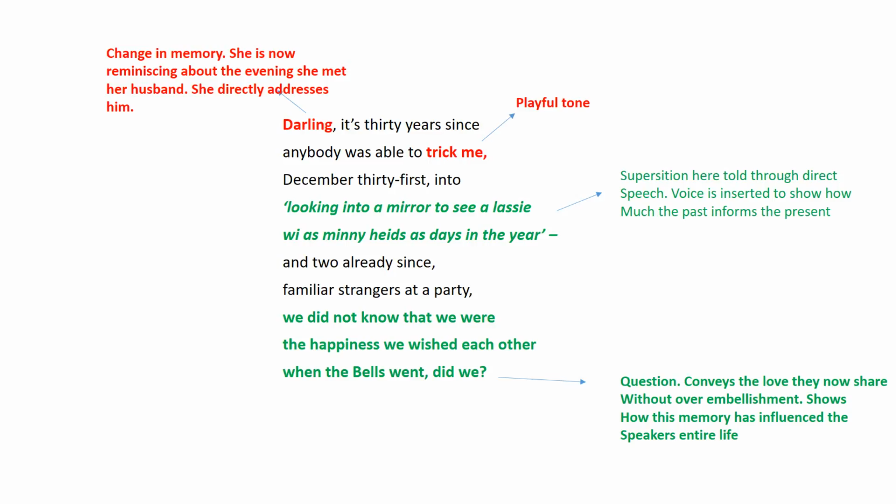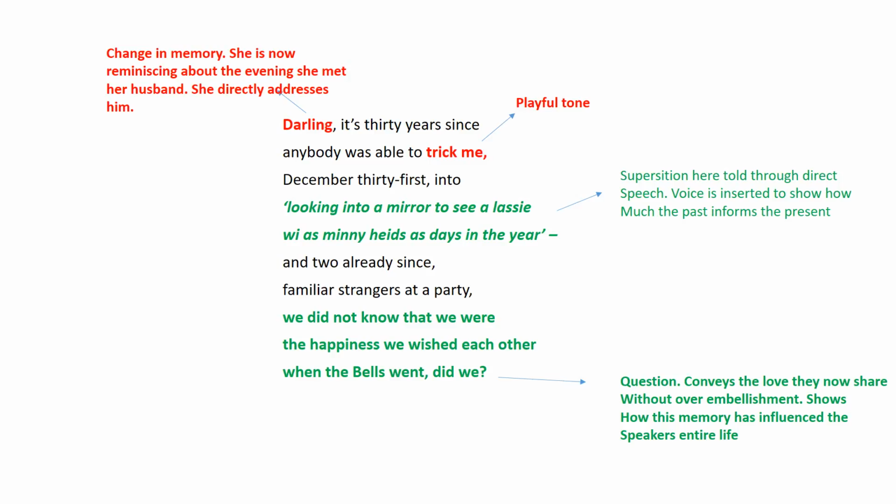So clearly the time and place is changing here. It's a change in a memory. She's now reminiscing about the evening she met her husband, and she's directly addressed him through that really nice word darling there. The idea of her being able to trick him is quite a playful tone, and that's created through the word choice there.